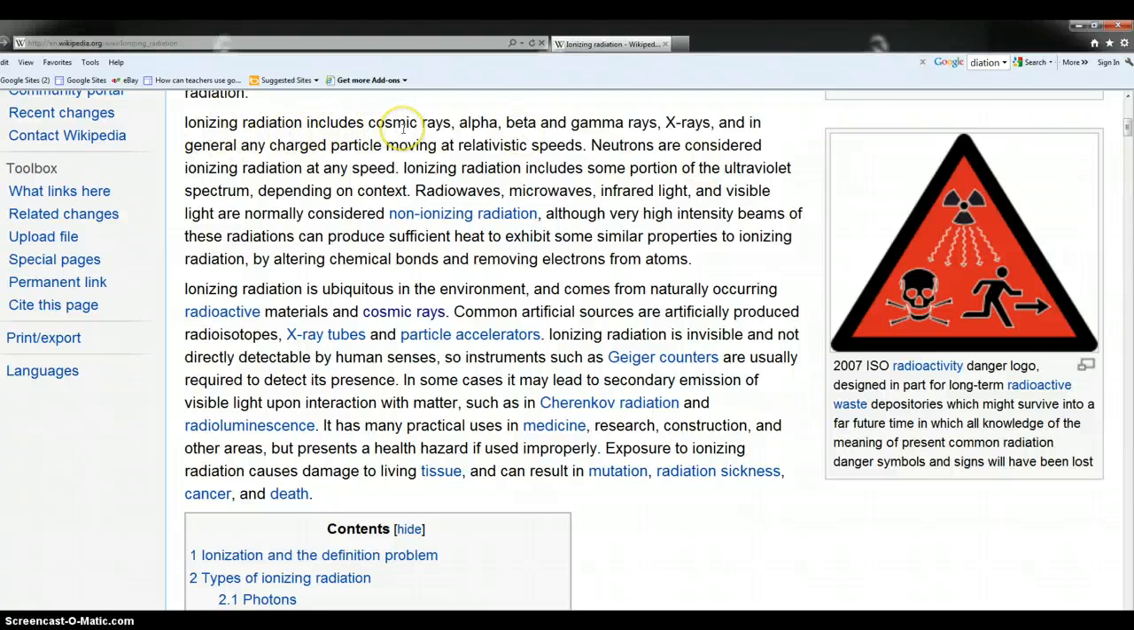Ionizing radiation includes cosmic rays from space, alpha particles, which are protons, beta particles, which are electrons, and gamma rays, X-rays, and in general, any charged particle moving at relativistic speed. So anything that knocks electrons off of organic molecules can be damaging and is considered ionizing radiation because it causes the molecule to become an ion. Radio waves, microwaves, infrared light, and visible light are normally considered non-ionizing radiation.